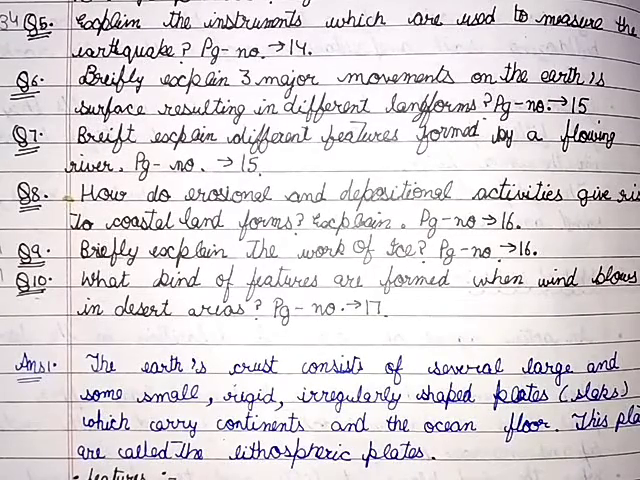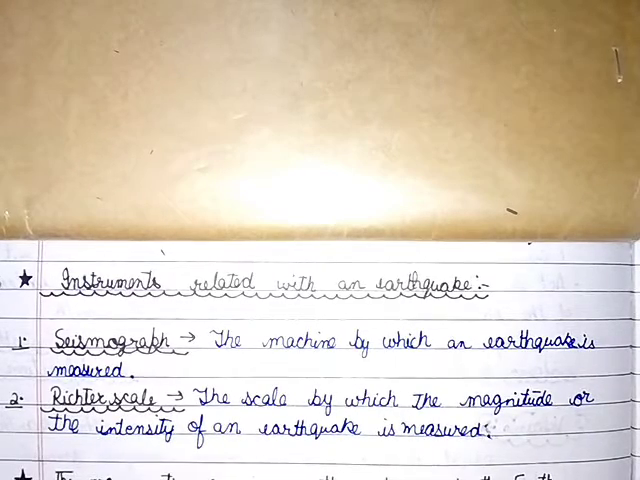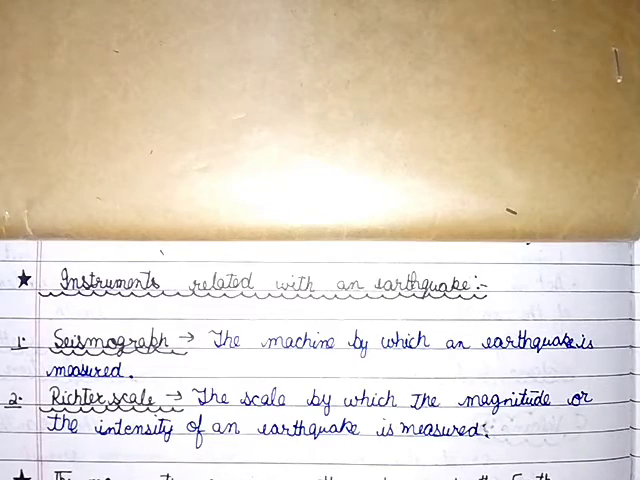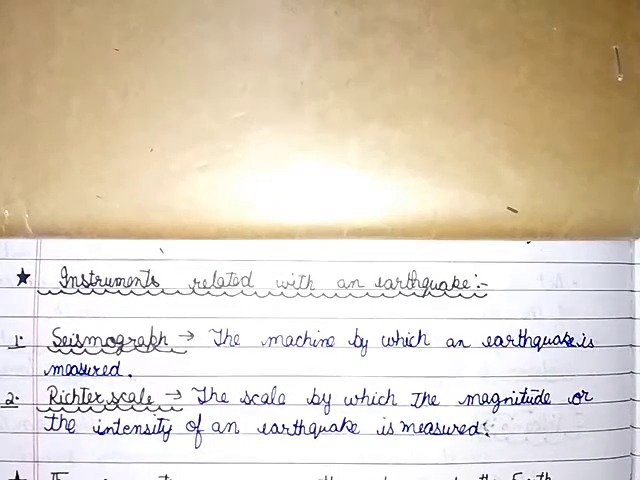Question number 5. Explain the instruments which are used to measure an earthquake. Seismograph and Richter scale. Seismograph is the machine by which an earthquake is measured. Richter scale is the scale by which the magnitude or the intensity of an earthquake is measured.